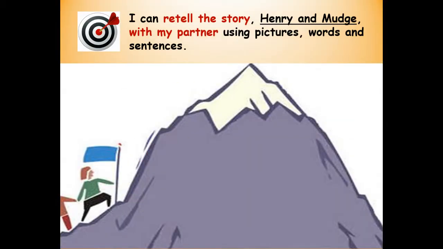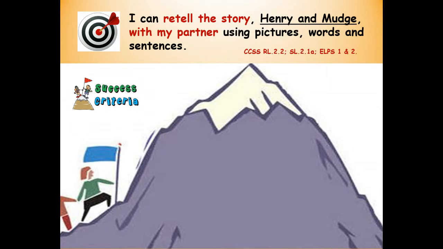All right, let's go over our learning target. Repeat after me. I can retell the story, Henry and Mudge, with my partner using pictures, words, and sentences. So our goal is to be able to retell the story, Henry and Mudge, a reality story. It could happen in real life, with my partner using pictures, words, and sentences.